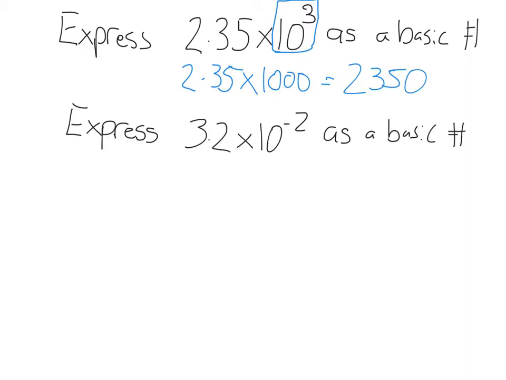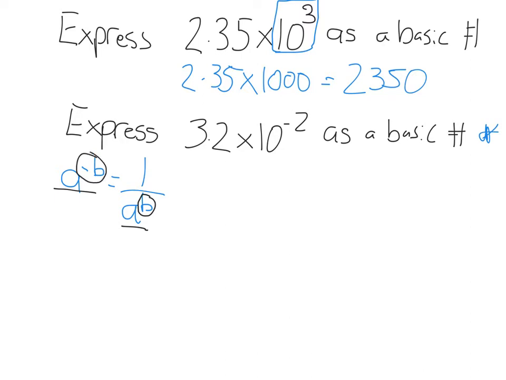So now I'm going to do this example here: express 3.2 times 10 to the power of negative 2 as a basic number. This relies on something that you may not know already, and that is that a to the power of negative b is the same as 1 over a to the power of b. So if you have 10 to the power of a negative number, it's just the same as 1 over 10 to that number. Notice here though, not only have we put this on the bottom of the fraction, we've changed the power from negative to positive.